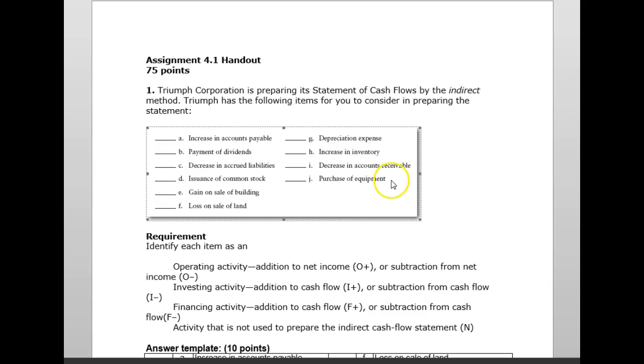And finally, if I purchase inventory, that's obviously an investment category or an investment activity. I'll get it out in a minute.